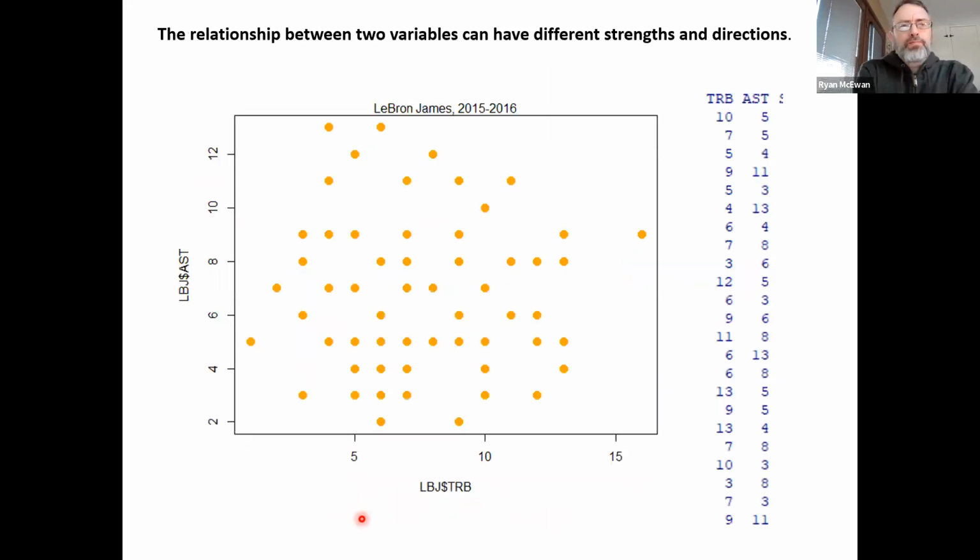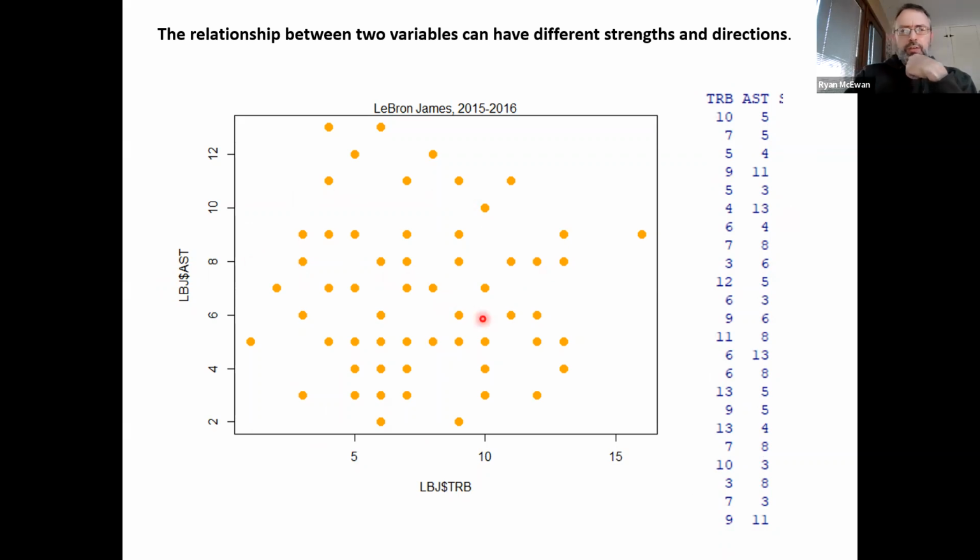Okay. So the relationship between two variables can have different strengths and directions. Here I have total rebounds and assists, and not offensive rebounds, total rebounds. And this is how you would set up a correlation analysis. So you have these two columns of data, see right here, see my cursor, total rebounds and assists. And in this case, as the number of LeBron James total rebounds increases, nothing happens to the number of assists, seemingly. This looks like just a smear of data, nothing going on here.